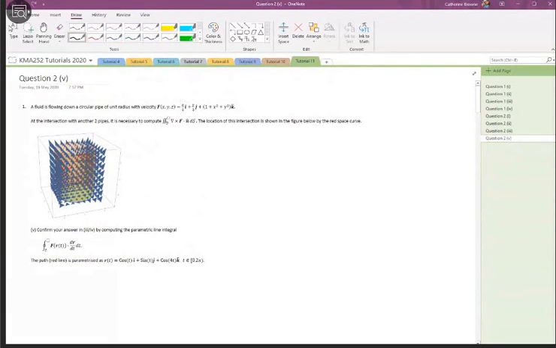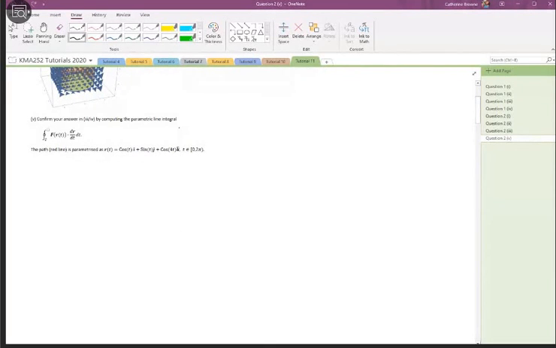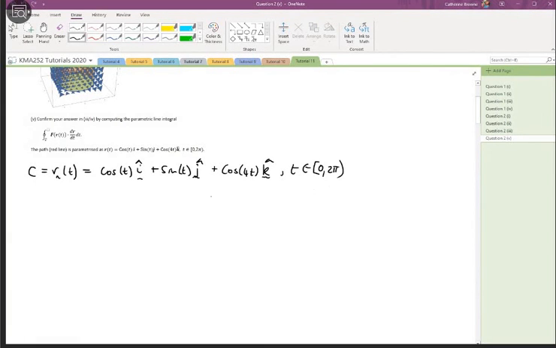And then in this one, instead of summing these surface integrals, we're going to just confirm our answer by finding this line integral instead. So that C was this r of t, which is given by cos t i plus sine t j plus cos 4t k. And then we need to find dr/dt, which is just minus sine t i plus cos t j minus 4 sine 4t k.